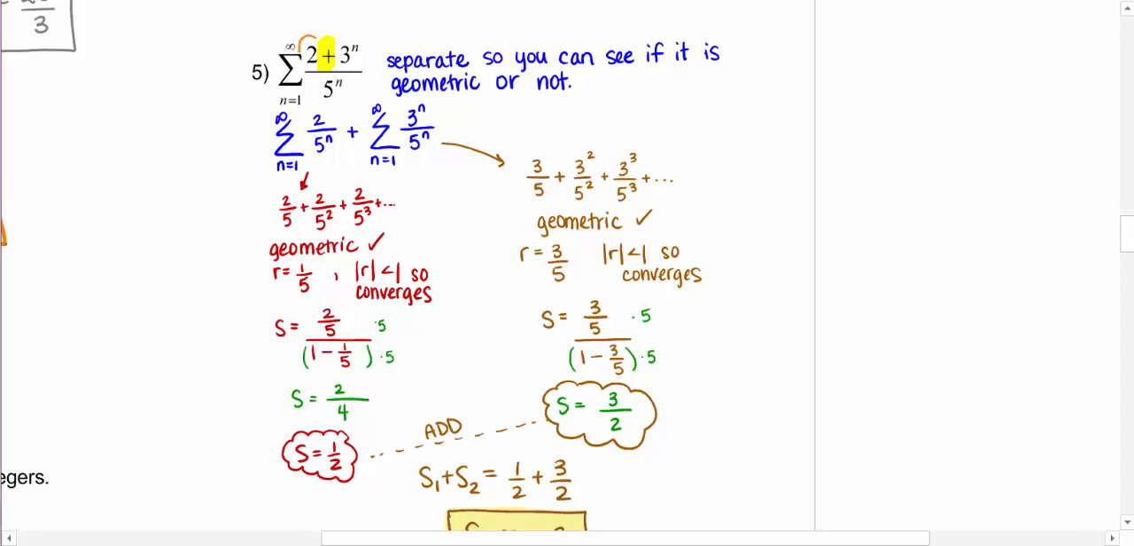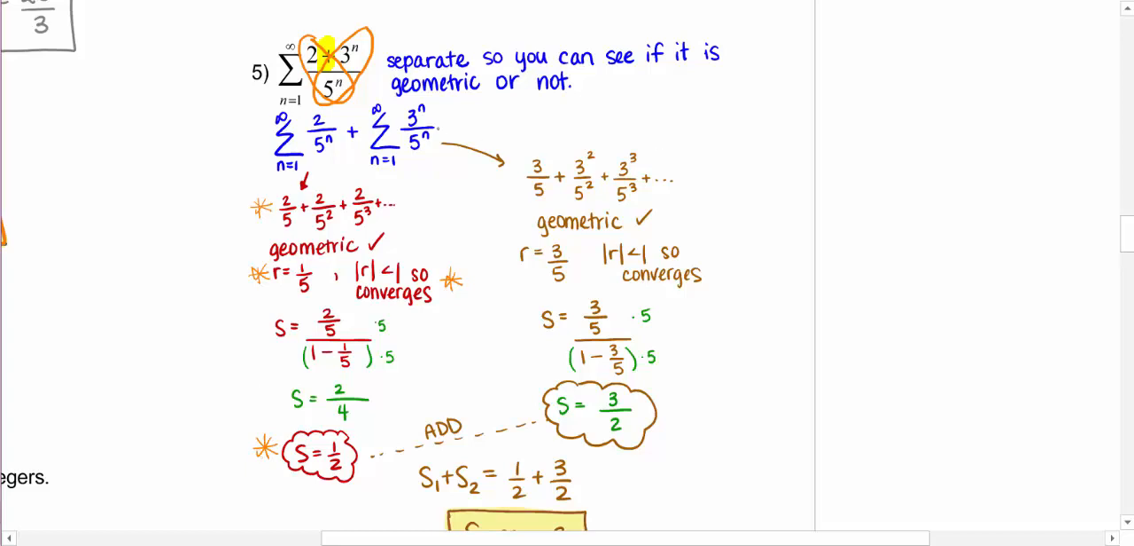So what I did was take 2 over 5 to the n and then add that to the series of 3 to the n over 5 to the n. And so I split it up. So it's basically like doing two problems in one. Then I would write out the series, figure out that common ratio. It was less than 1, so it converges. So I found the sum.